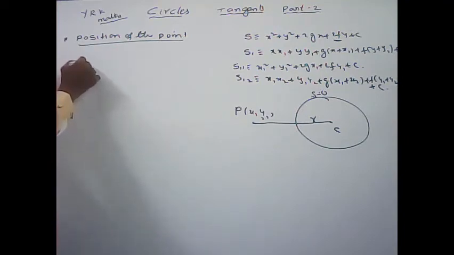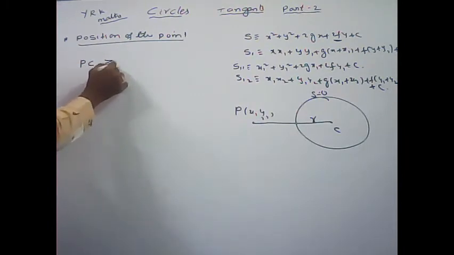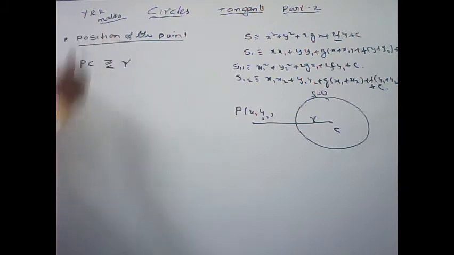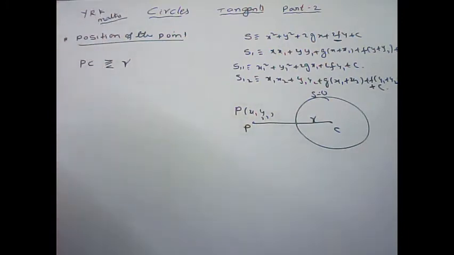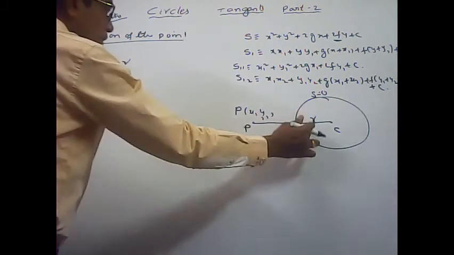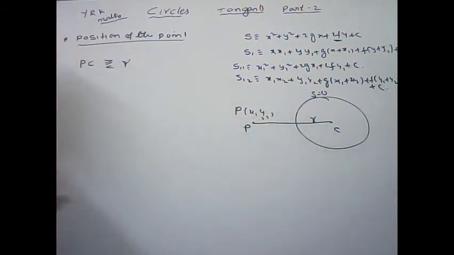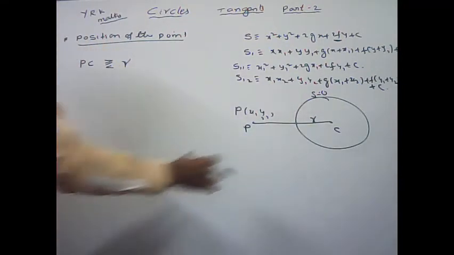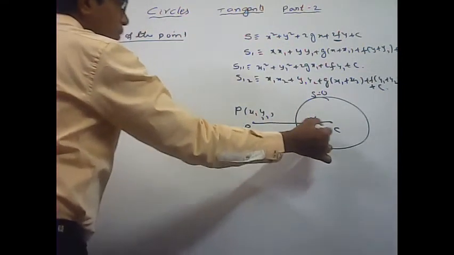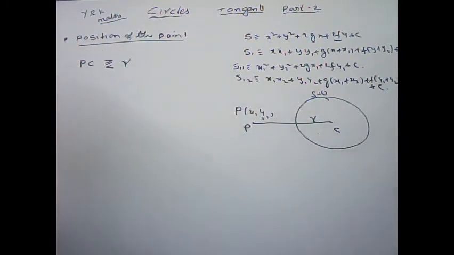Now here you can see that the distance between these two, PC, may be more than, equal to, or less than r. The distance between these 2 points depends upon the position of P. Maybe that is more than r if it lies outside the circle. PC is equal to r if the point lies on the circle, and if I take inside the circle, PC should be less than r. So here 3 possibilities are there.